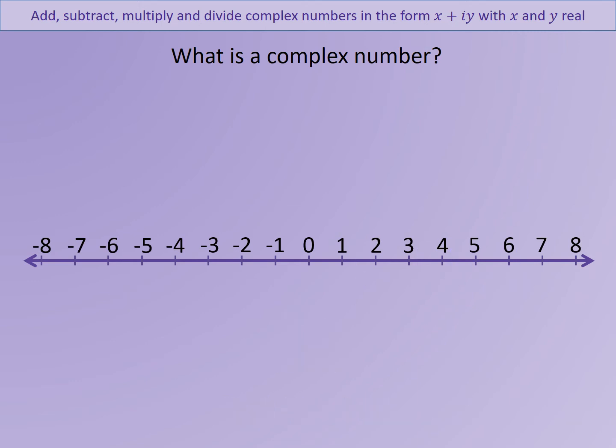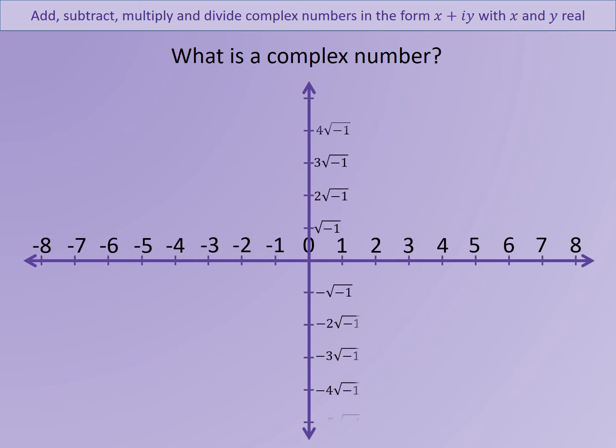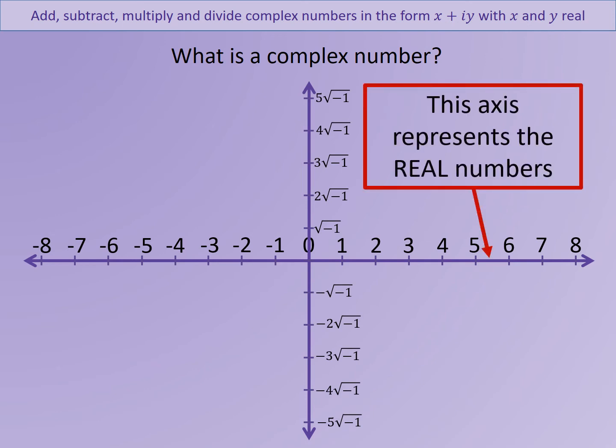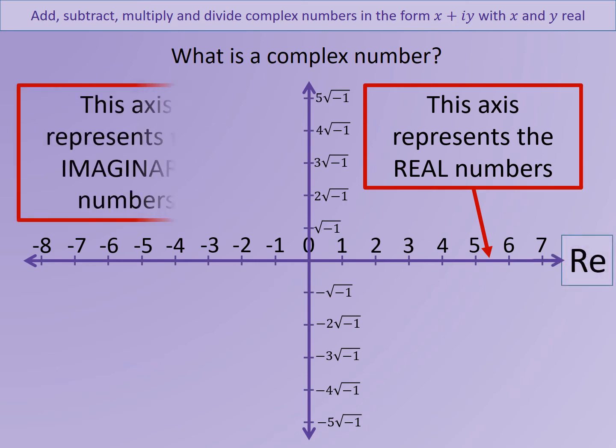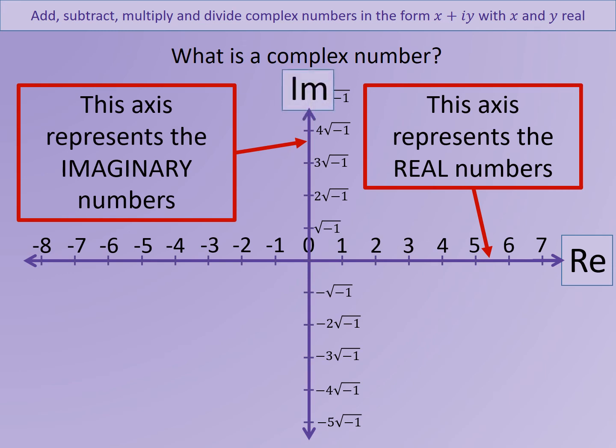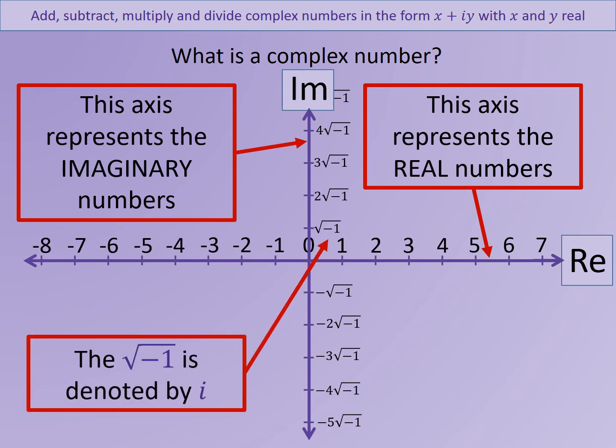We can extend the x-axis now into the y-axis. When we take a look at numbers that when squared give us a negative result, we can map these onto the y-axis. If the x-axis represents the real numbers, which we denote by Re, then the y-axis represents what we call imaginary numbers, Im. And it's these two sets of numbers combined that make up the complex numbers. And here we denote the square root of minus 1 to be i.